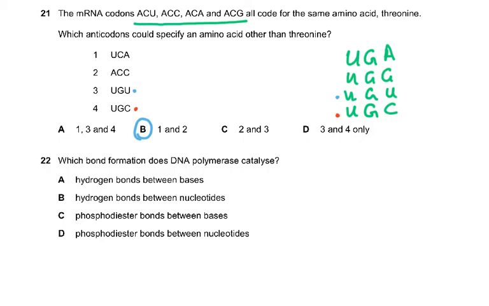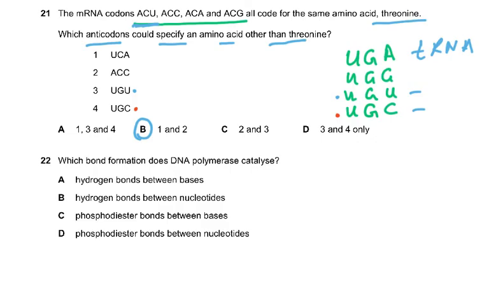The mRNA codons ACU, ACC, ACA, and ACG all code for the same amino acid threonine. Which anticodons could specify for an amino acid other than threonine? So from the mRNA, you have to make the tRNA. Now these are the tRNAs. So ACU means UGA. Please remember RNA has U, doesn't have T in it. So UGA, then ACC will be UGG, ACA will be UGU, and ACG will be UGC.